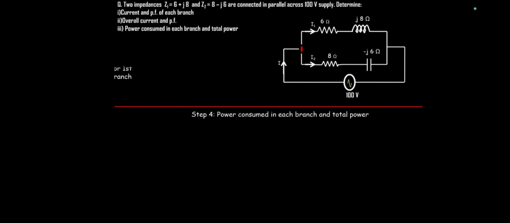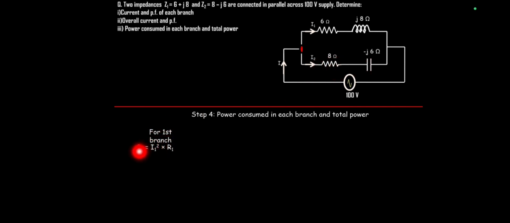Now we have to find out the power consumed in each branch and the total power. For the first branch, the formula for power is P equal to I1 square into R1. Remember, whenever there is a resistor, inductor or capacitor, the power gets consumed only in the resistor. So for the first branch, the power will get consumed only in the resistance of this 6 ohm, and in the second branch, the power will get consumed in the resistor of this 8 ohm.